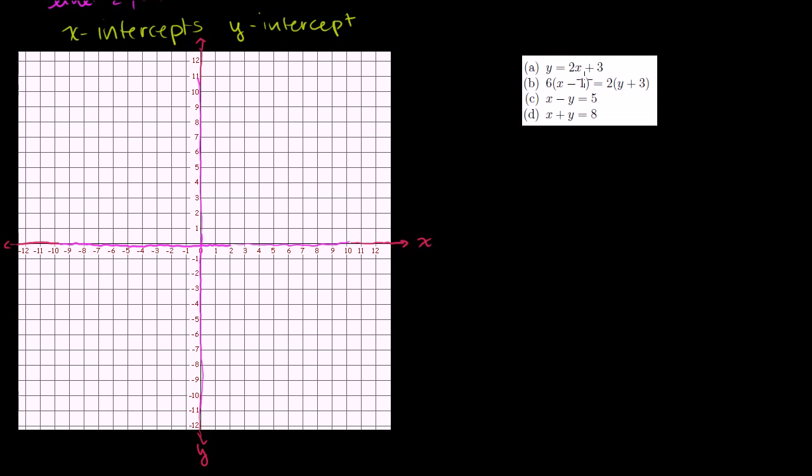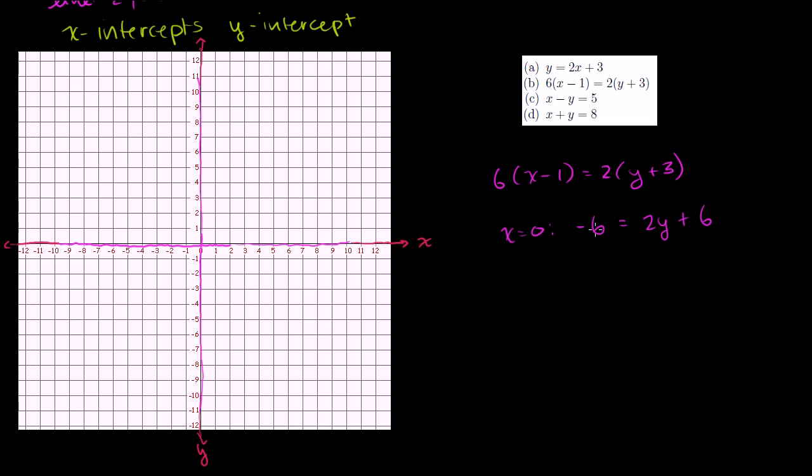Let me do part B. B looks like an interesting one right there. So B has 6 times x minus 1 is equal to 2 times y plus 3. So let's look at the situation when x is equal to 0. When x is equal to 0, that equation becomes 6 times negative 1, because this is 0. So 6 times negative 1 is negative 6, is equal to 2, let me distribute this, 2y plus 6. I multiplied 2 times the y and times the 3.